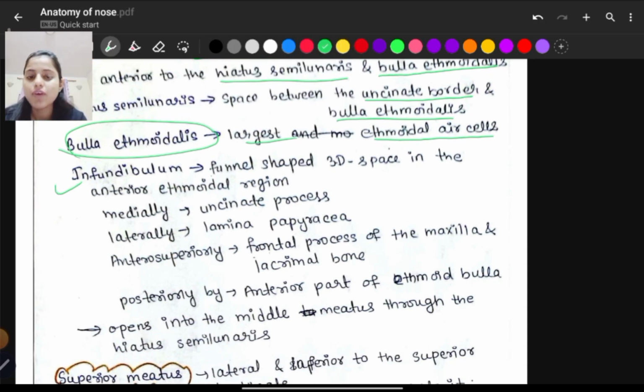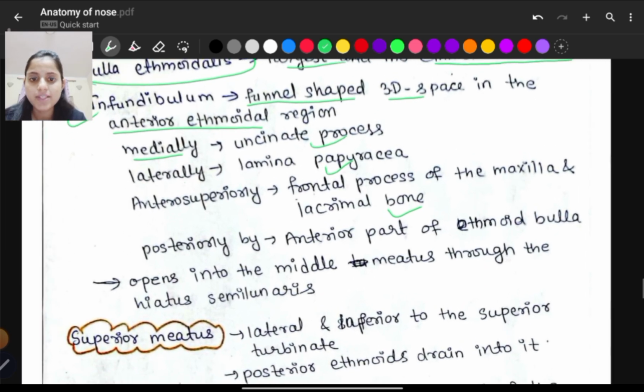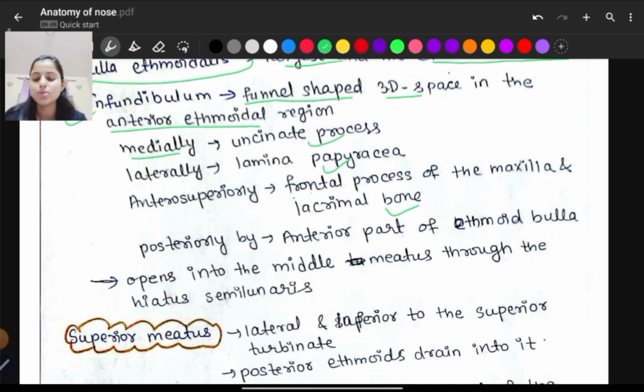The infundibulum is the funnel-shaped 3D space in the anterior ethmoidal region. Medially, it has the uncinate process. Laterally, it has the lamina papyracea. Anterosuperiorly, there is the frontal process of the maxilla and the lacrimal bone. Posteriorly, it is bounded by the anterior part of the ethmoid bone. It opens into the middle meatus. The infundibulum also opens into the middle meatus through the hiatus semilunaris.